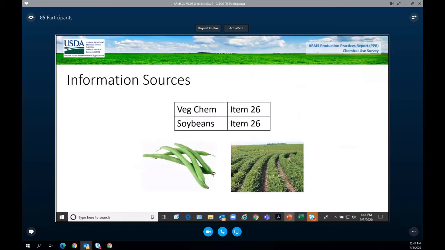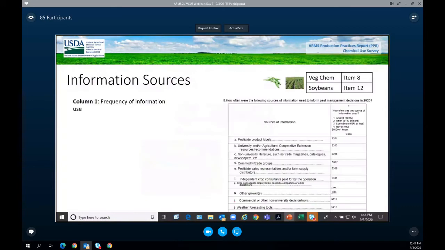All right. Okay. And then to tie things up, we're really interested in some of the information sources that growers are using to make some of these decisions, whether it's drift, resistance management, or pollinator questions. We're going to get to those in a bit. But this is the crux.